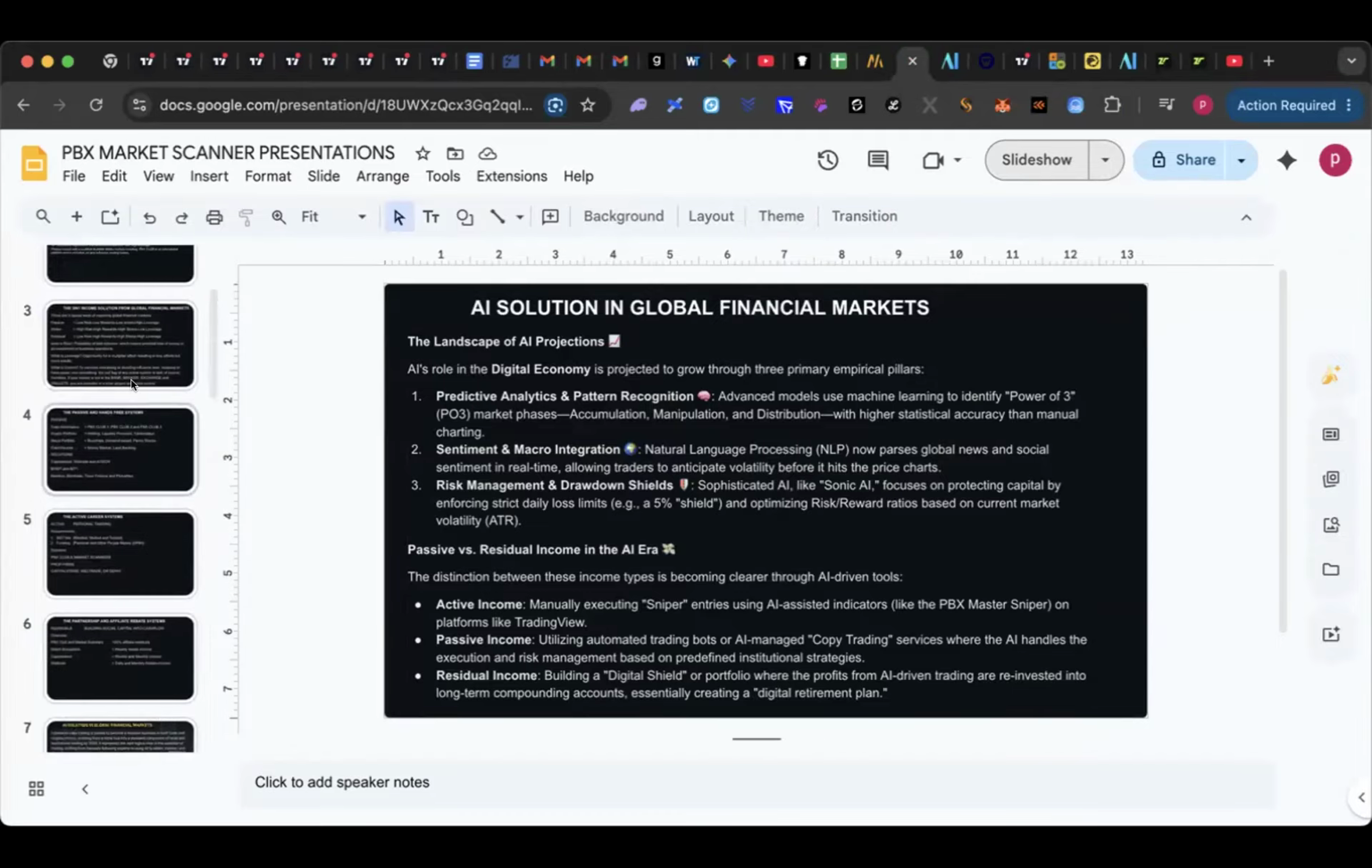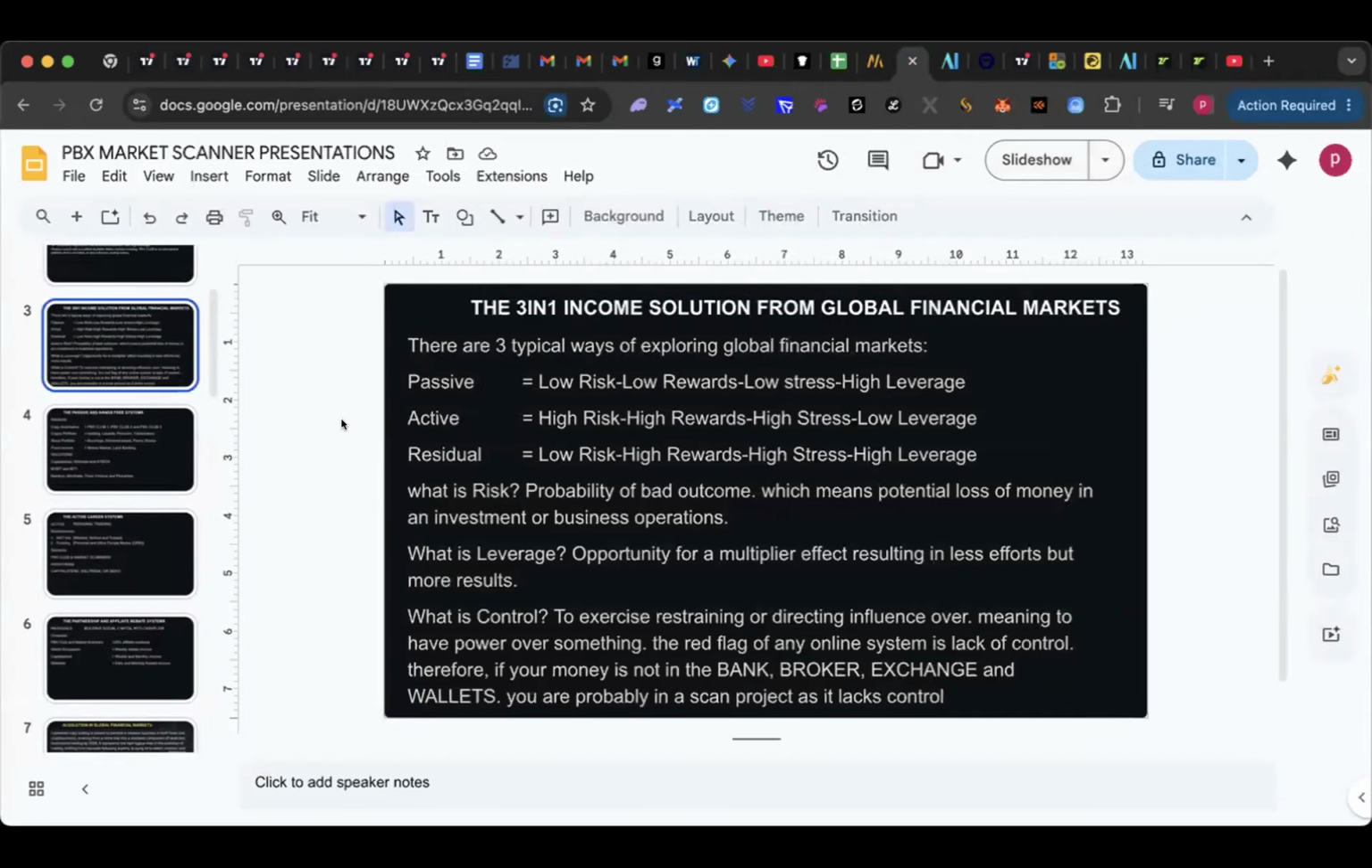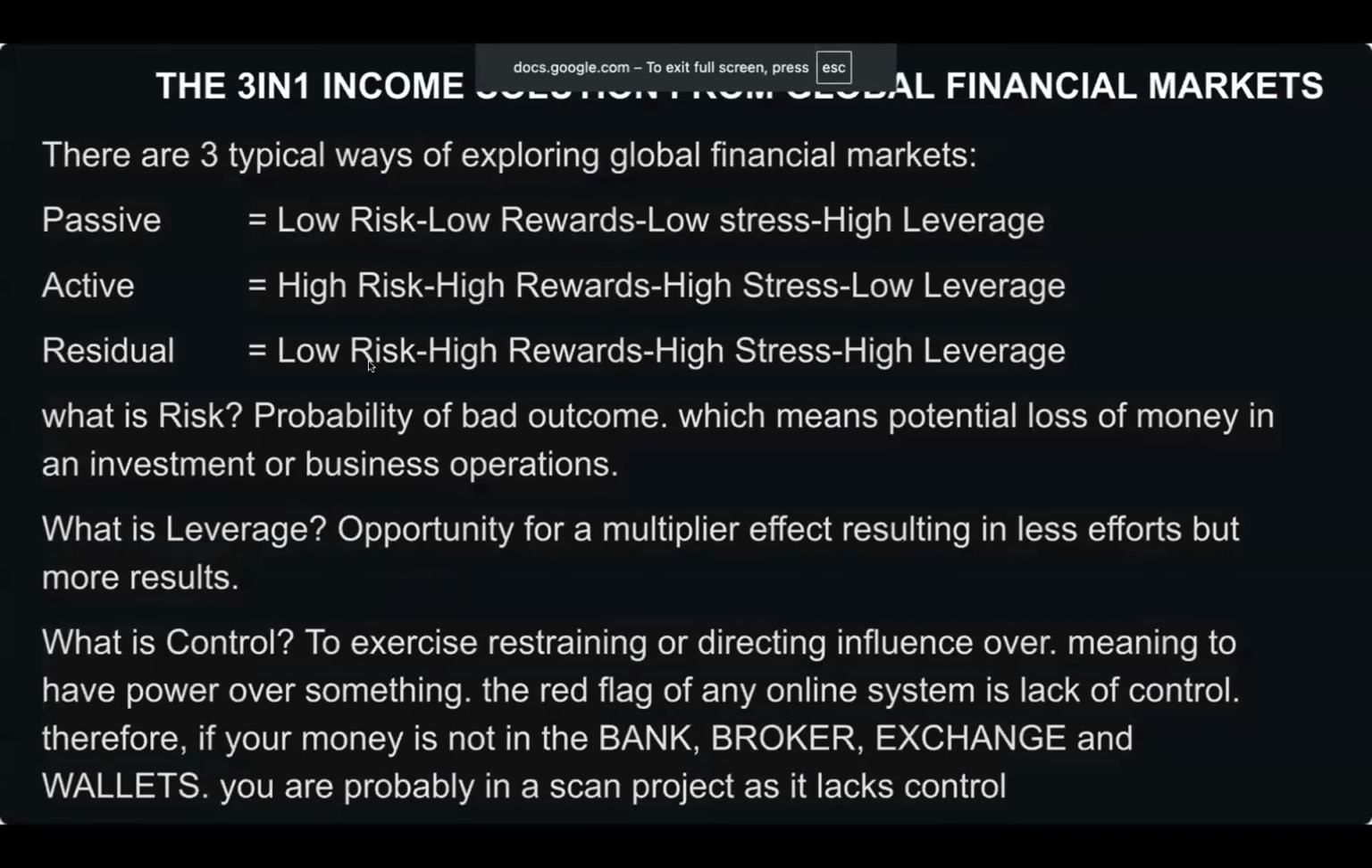Now, I quickly want to show you something about passive, active and residual opportunity, so that with the context, you're able to draw something very important. We say there are three typical ways of exploring the global financial market. Number one is called passive income. Now, passive income has certain features, so take note of that.